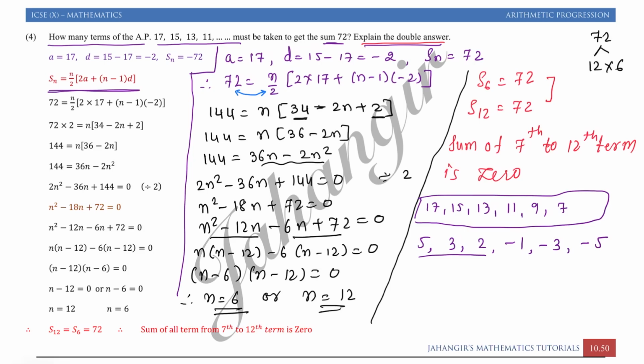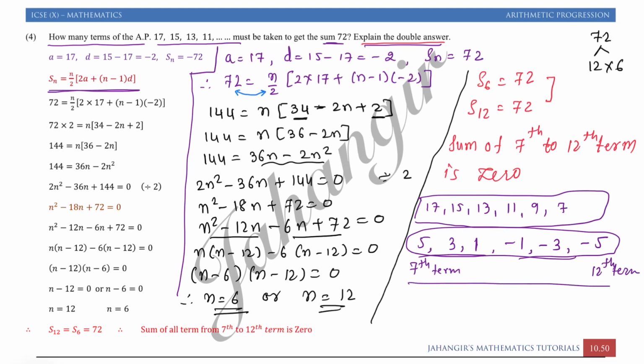Oh, I made a mistake over here. This should be 1. After 1 comes minus 1, then minus 3. If you see, this is the 7th term and this is the 12th term. So the total from the 7th term to the 12th term is 0. That is why the sum of 6 terms is 72 and the sum of 12 terms is 72. This type of question is important, marked as a star question.